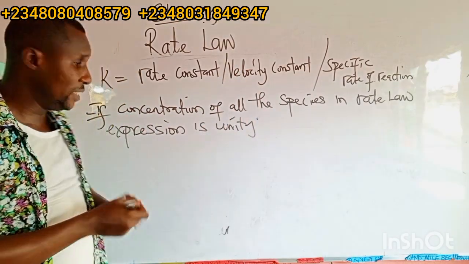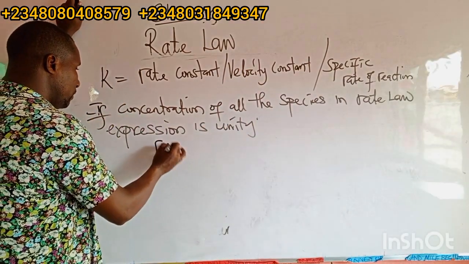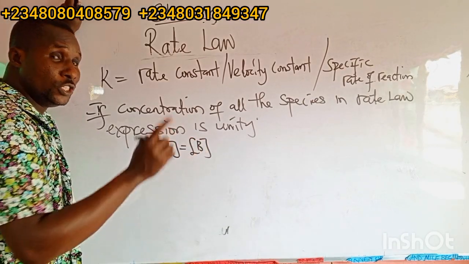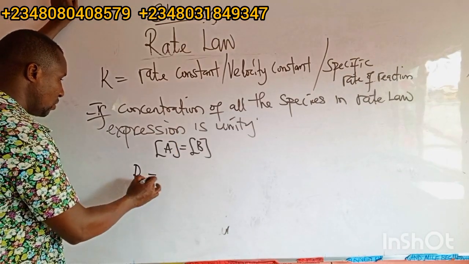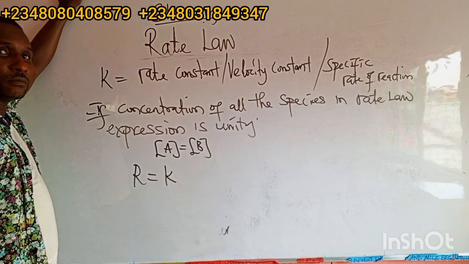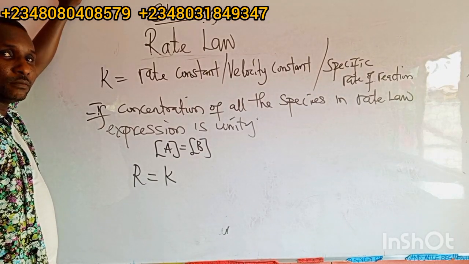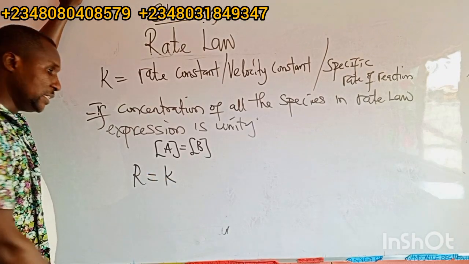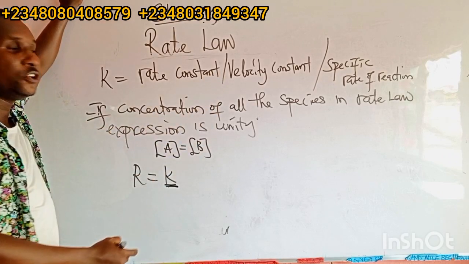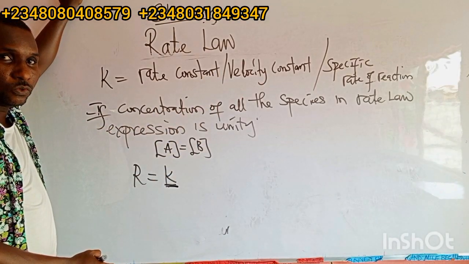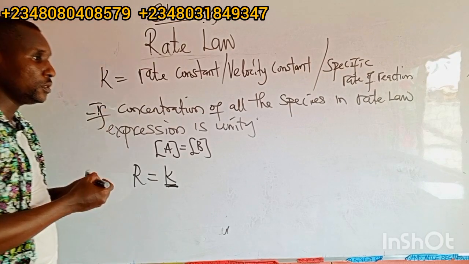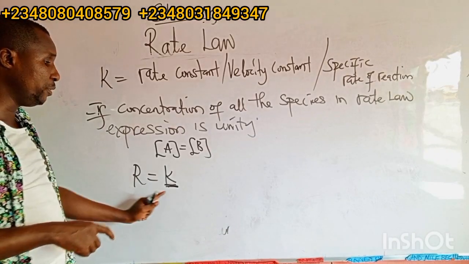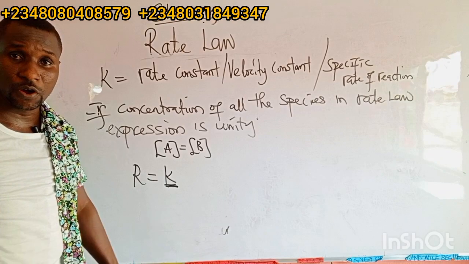Specific rate of reaction. For example, if the concentration of A is the same as the concentration of B, if they are all unity, what happens? R will be equal to k. In this case, k is known as the specific rate of reaction. Take note. If the concentration of all the species in the rate law expression is unity, that means r will be equal to k. That is the specific rate of reaction.